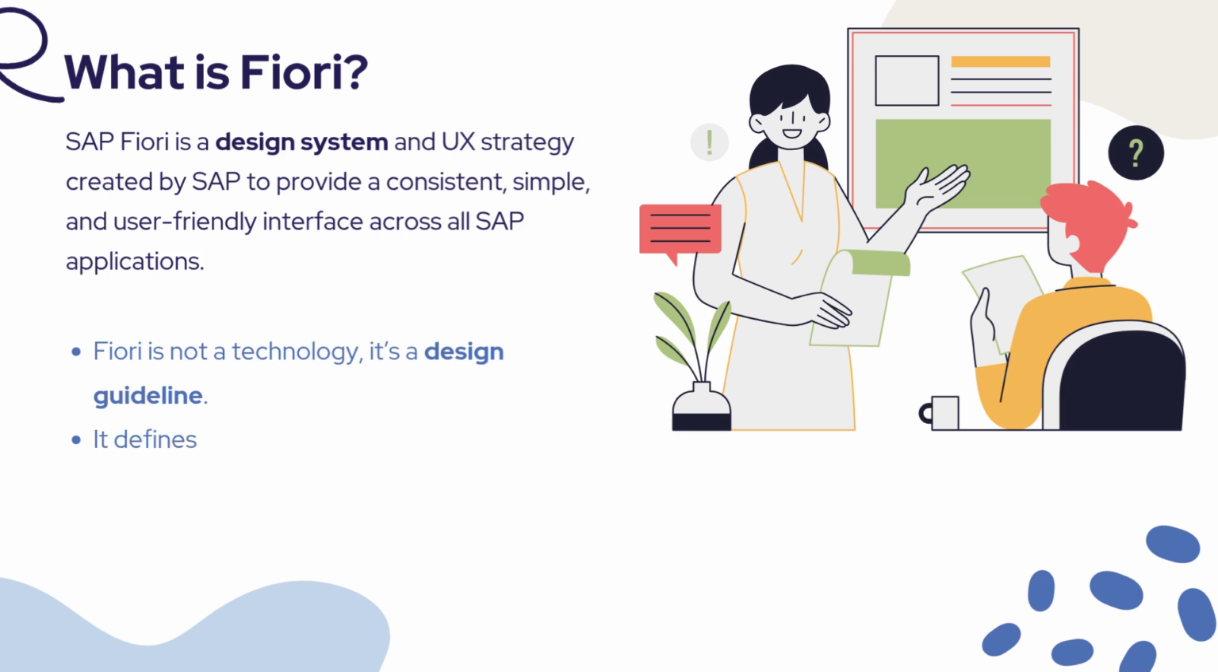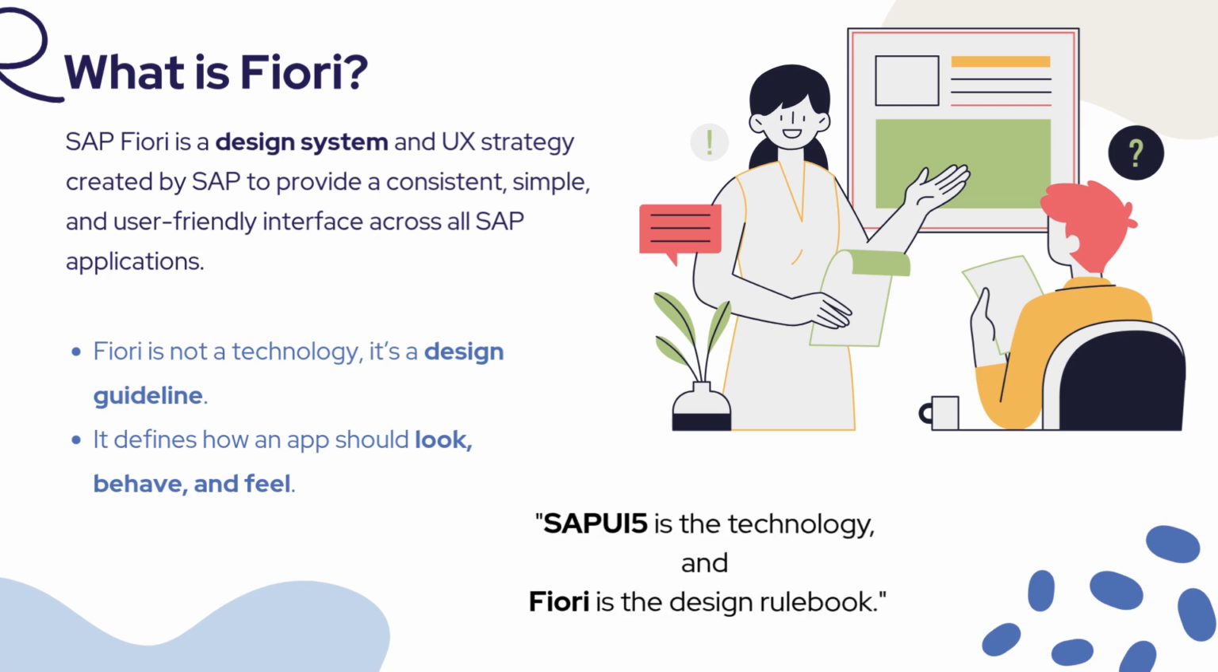Its main focus is to ensure that SAP applications have an interface so smooth that end users don't get confused and enjoy the experience. Fiori defines how the app layout should look, what button styles and color schemes should be used, and how navigation should behave. In one line, we can say SAP UI5 is the technology and Fiori is the design rulebook. Using SAP UI5, we build Fiori style apps that follow these design principles for better user experience.